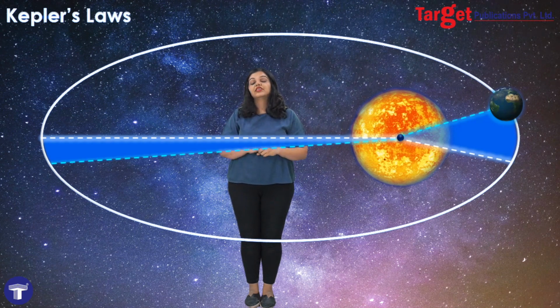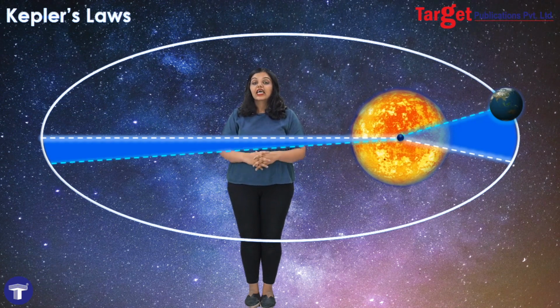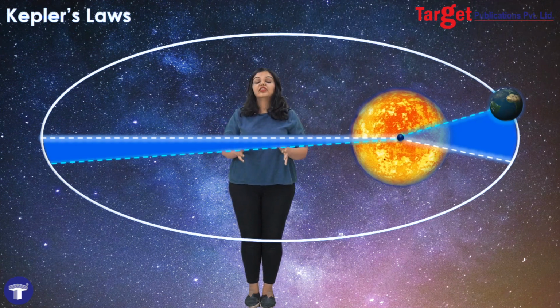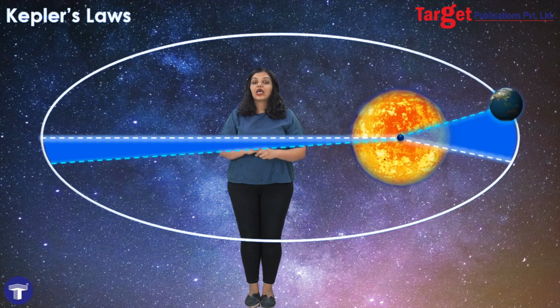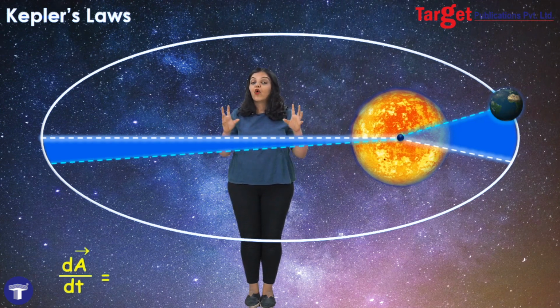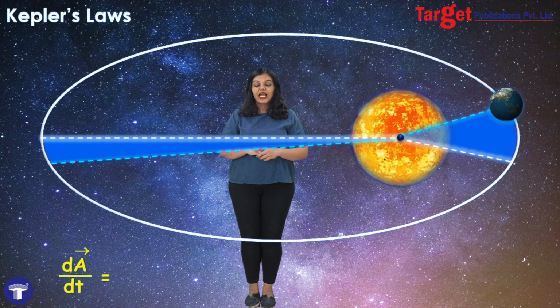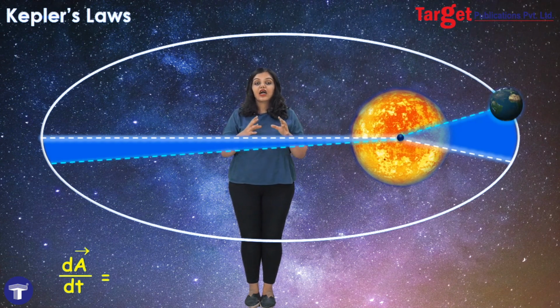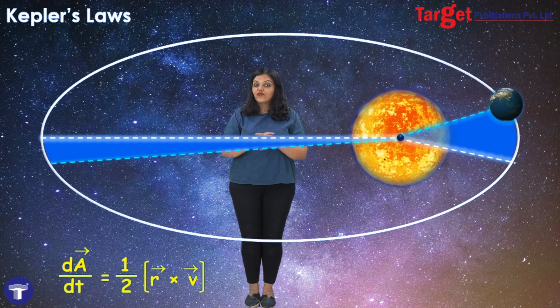And that's why Kepler's law is basically telling us that the areal velocity, which is the amount of area covered per unit time, which I will say as dA/dt, is exactly the same for all intervals of time. And therefore, I will say that dA/dt is nothing but 1/2 r × v.